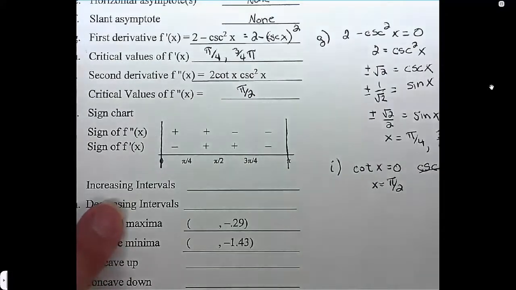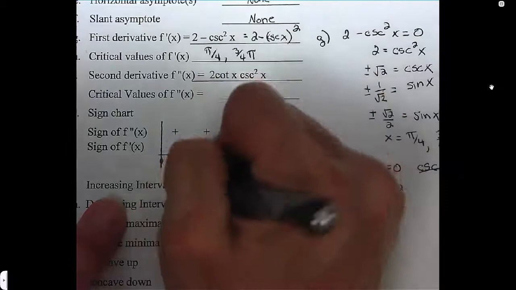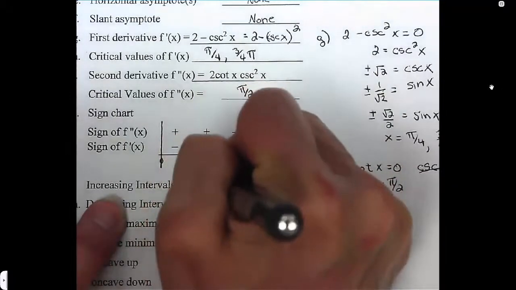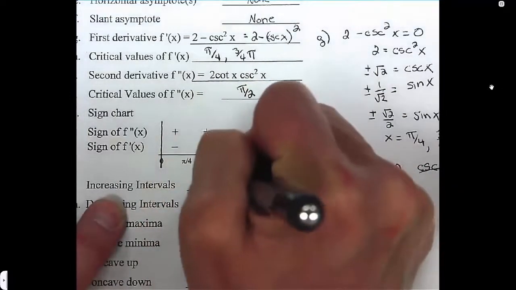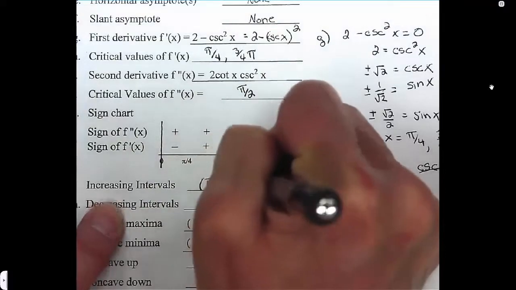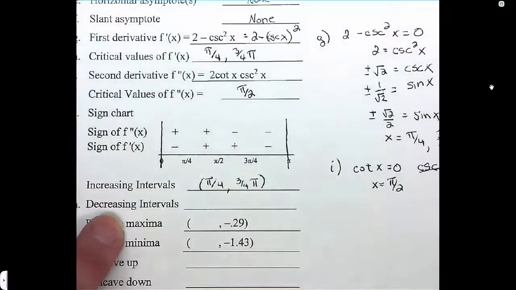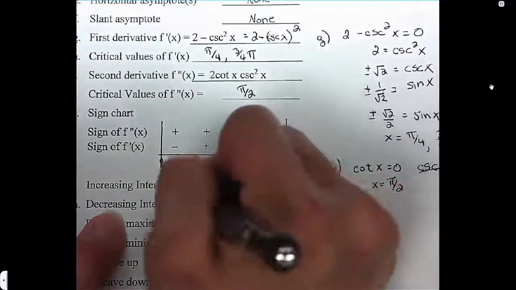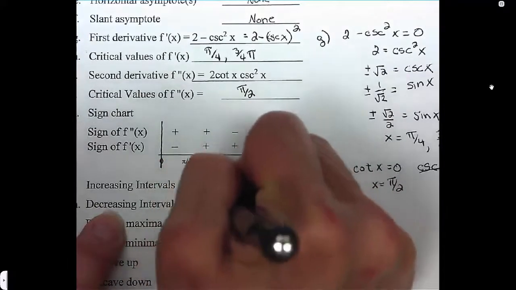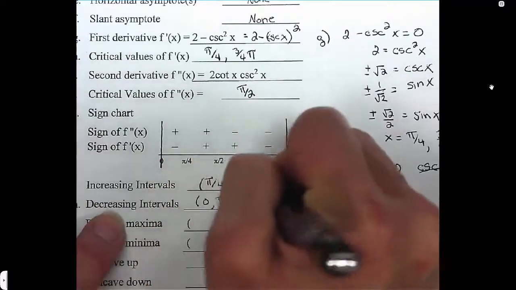Looking at that sign chart, tell me the increasing intervals. Pi over 4 to 3/4 pi, wherever the first derivative is positive. Decreasing intervals: 0 to pi over 4, and 3/4 pi to pi.